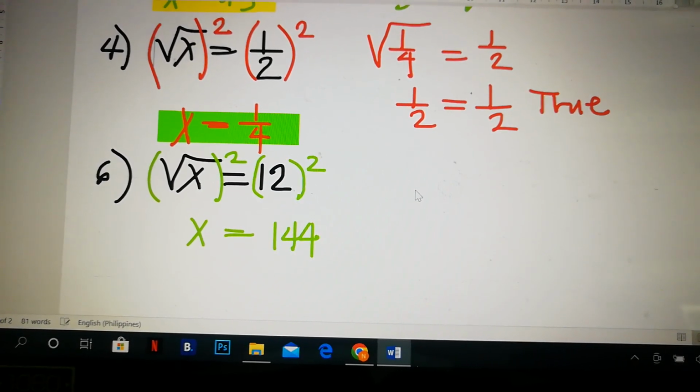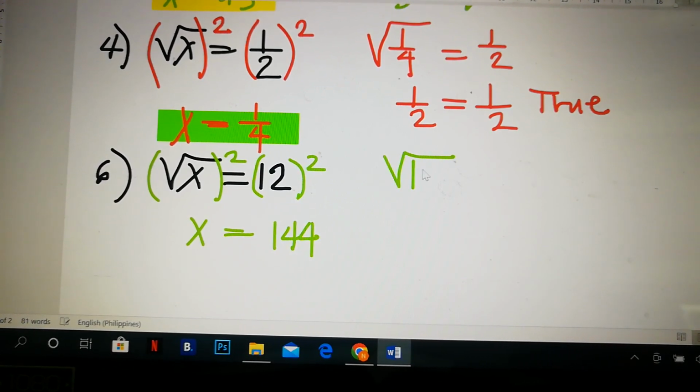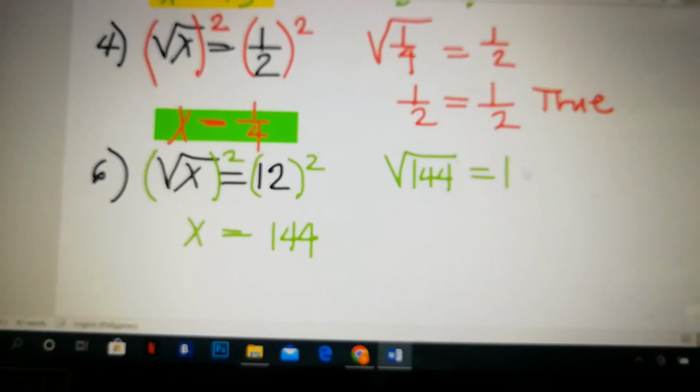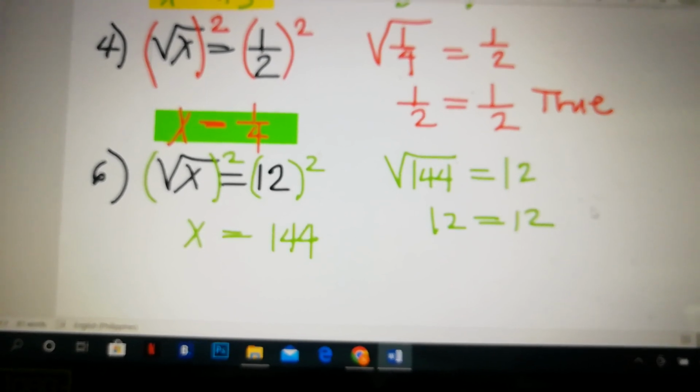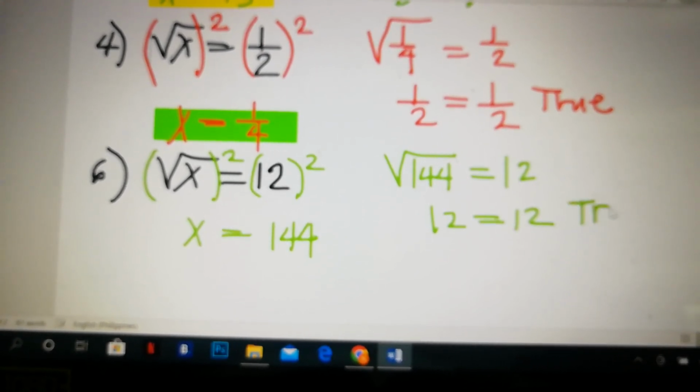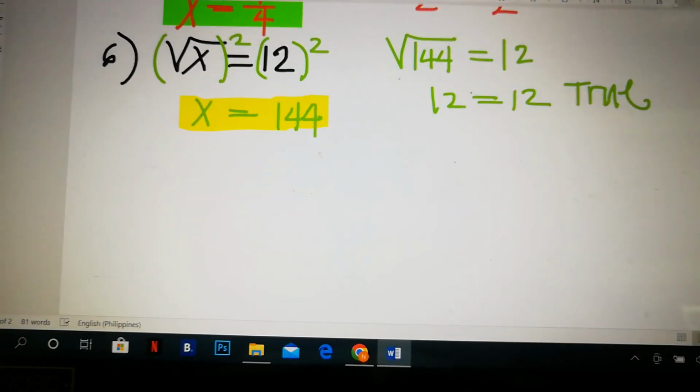Checking your answer, square root of 144 is equal to 12. 12 is equal to 12, since 12 times 12 is equal to 144. Since this is a true statement, we can conclude that the answer is x is equal to 144. Next, number 8.